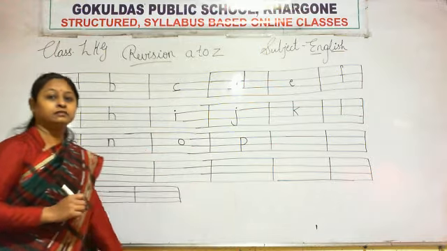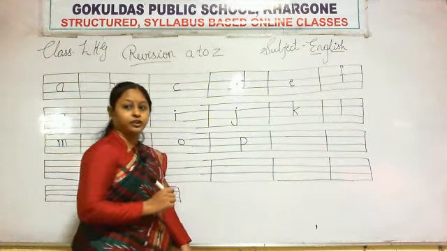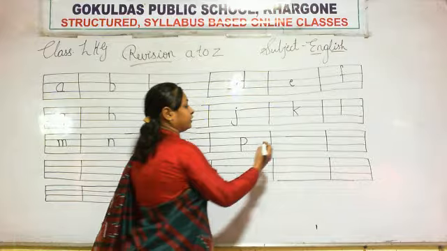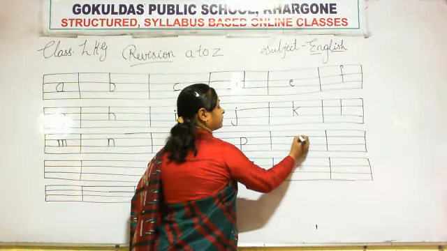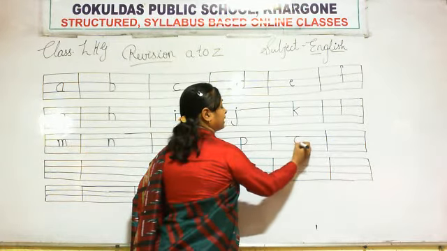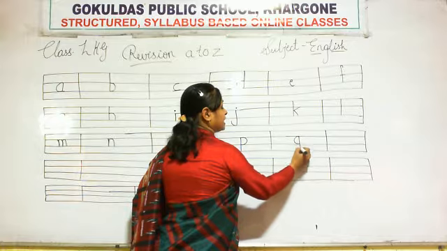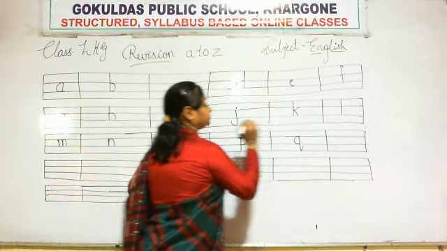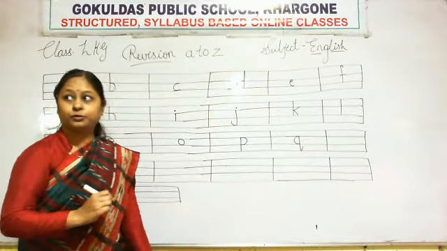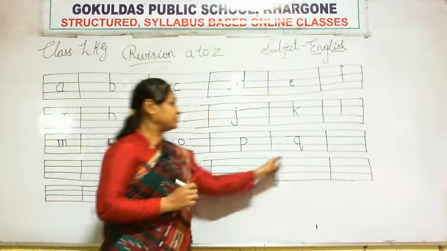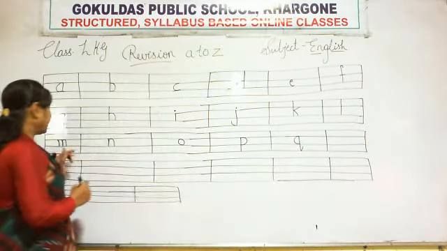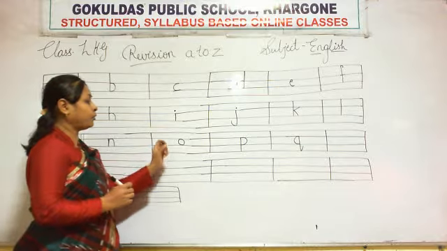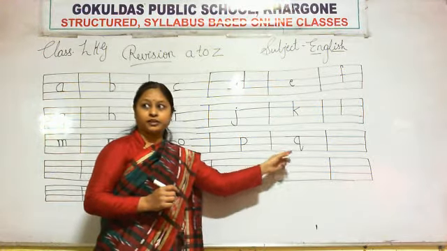After P, small letter Q. How will you write small letter Q? Look here. Curve between 2 lines, standing line and up. Which letter is this? Q. M, N, O, P, Q.